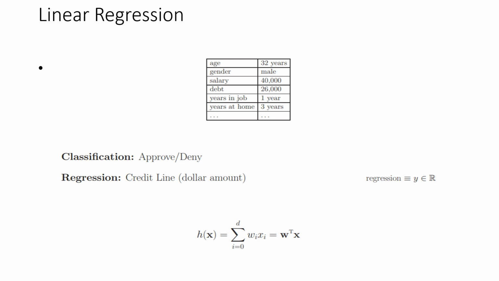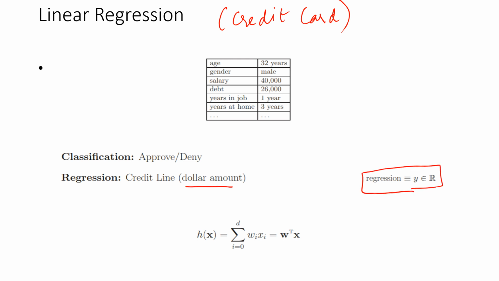Okay, so let us begin our discussion of linear regression. And if you remember, this is the credit card problem again. In terms of linear regression, what this problem is asking us to do is to essentially come up with a dollar amount, which is like a real number, right? So that's what we said regression does. The predicted value that we are after is the credit line or the actual dollar amount.